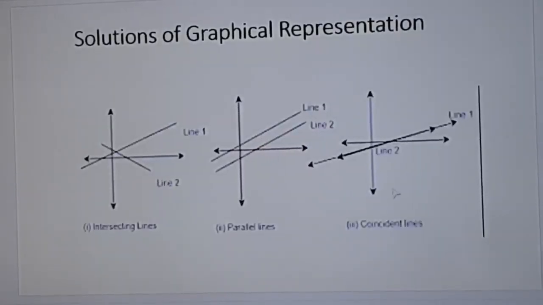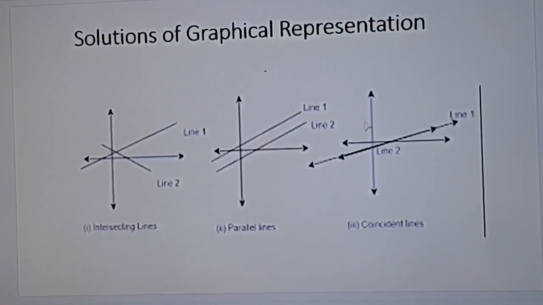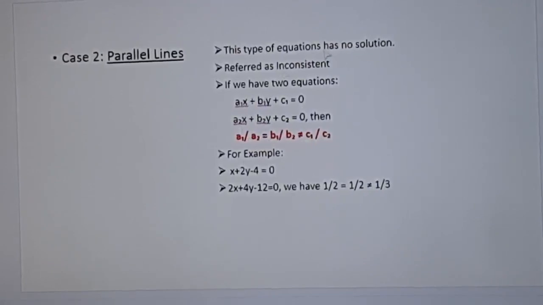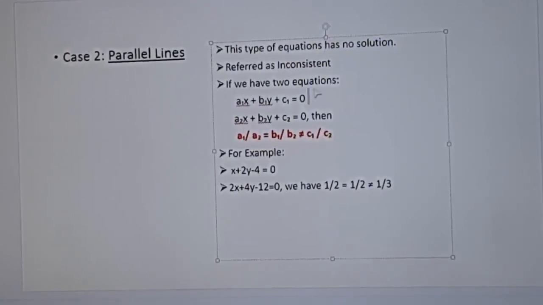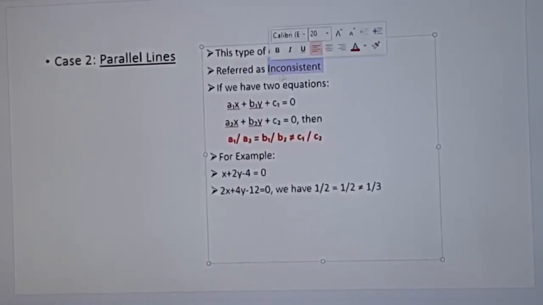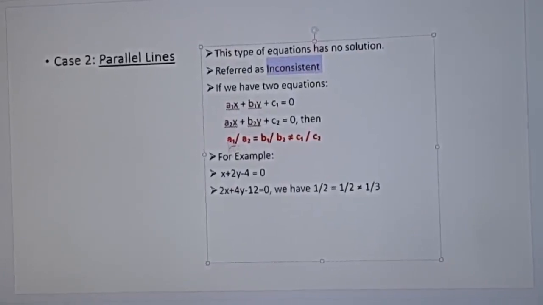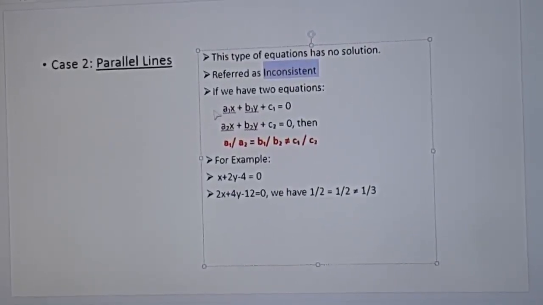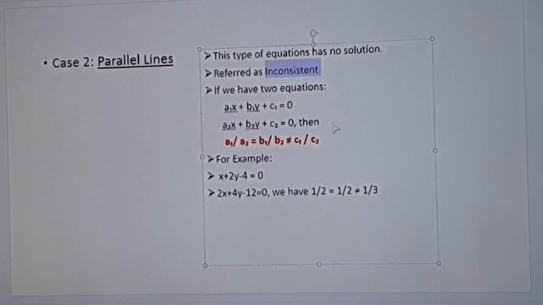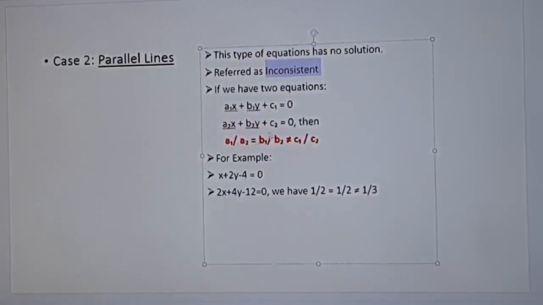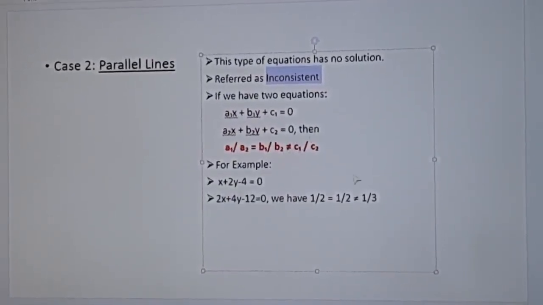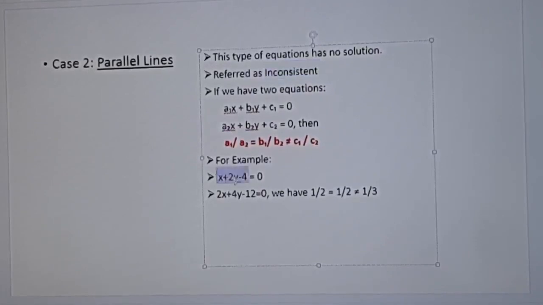Now see the second situation when the lines will be parallel. So parallel lines means that our equation has no solution. We will not have any value of x and y, and it is referred as inconsistent. That means if we have two equations, a1x plus b1y plus c1 equals to 0, a2x plus b2y plus c2 equals to 0, then a1 by a2 is equal to b1 by b2, but this is not equal to c1 by c2. For example, see the two equations.